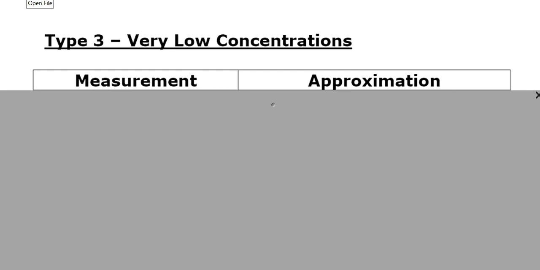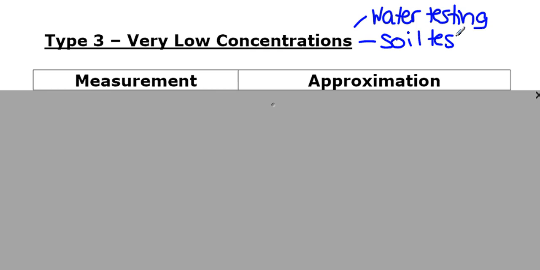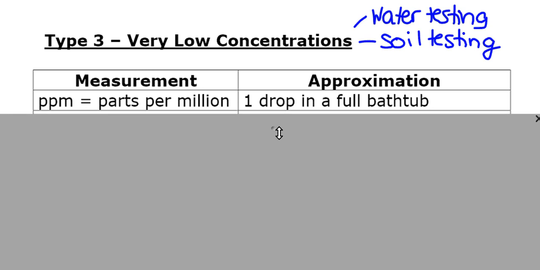Last one here, type 3 are very low concentrations. So these are ones that are very small. Where do you see these ones? Water testing is a big one. So things like minerals, ions, heavy metals, anything like that, very big in there. Another place, soil testing. A lot of environmental testing, you'll get reports of very low concentrations of different things. So what are our very low measurements? First one, parts per million, ppm.